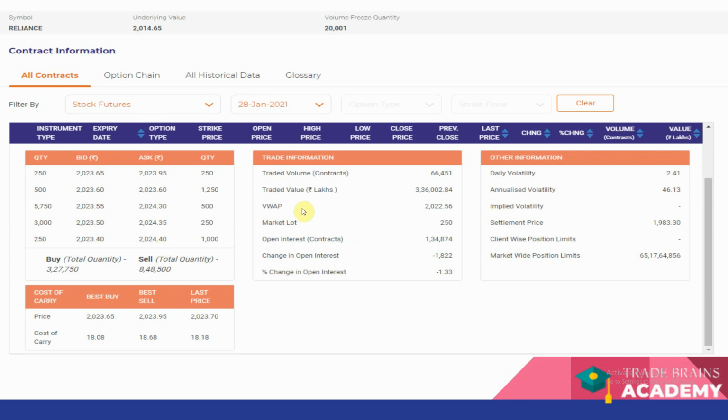You also get to see the number of contracts which are traded in the market, the traded value in the market, and the number of shares in every lot, which is 250 here. This gives you basic information about the total pricing of the futures contract of each and every share. For our demo, we have used the example of Reliance Industries.